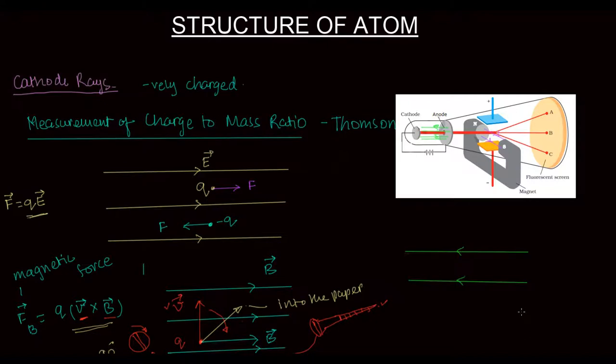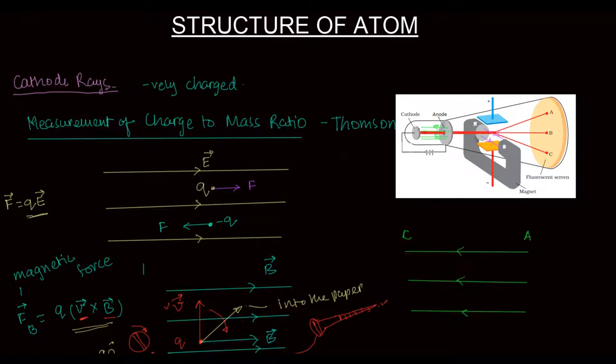Okay, it is like this. From the anode to the cathode. I'm very sorry, this is anode. This was cathode. Right? And this magnetic field is coming out of the paper. Right? It is coming out of the paper.